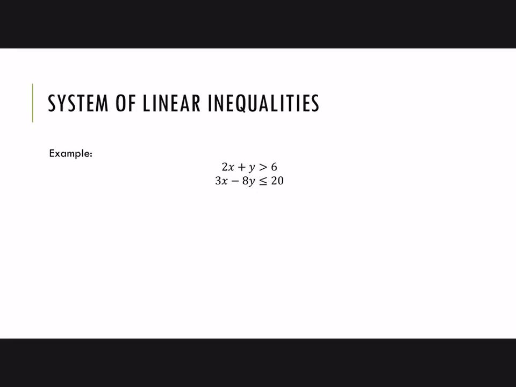So here's example 1. This is a system of linear inequalities. So we have two of them, just like a system of linear equations. And notice for inequalities, instead of equal signs, we now have these symbols. We have greater than or less than symbols, we have less than or equal to symbols, and we have greater than or equal to symbols.